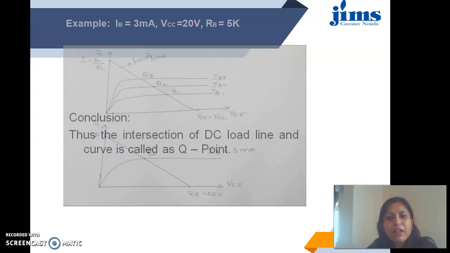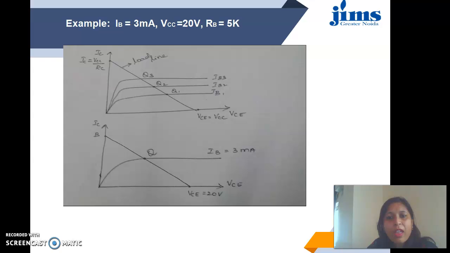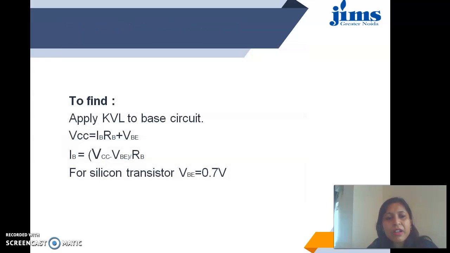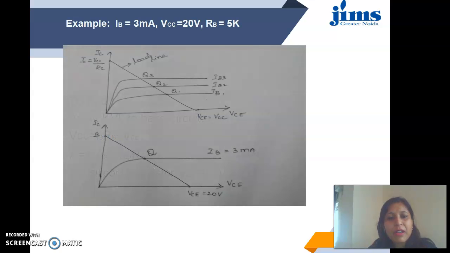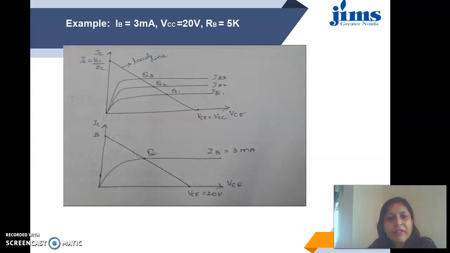Now VCE equals VCC, which is given to us as 20 volt. So this is 20 volt. To draw the IC value, IC equals VCC by RC, and for IB we have VCC by RB. So we have IB, we have VCC. We can determine the value of RB from here, since RB and IB are given to us. We can then determine IC equals beta times IB.